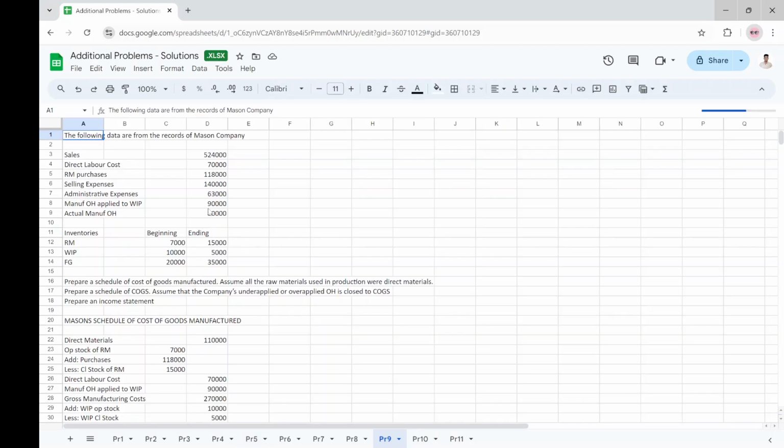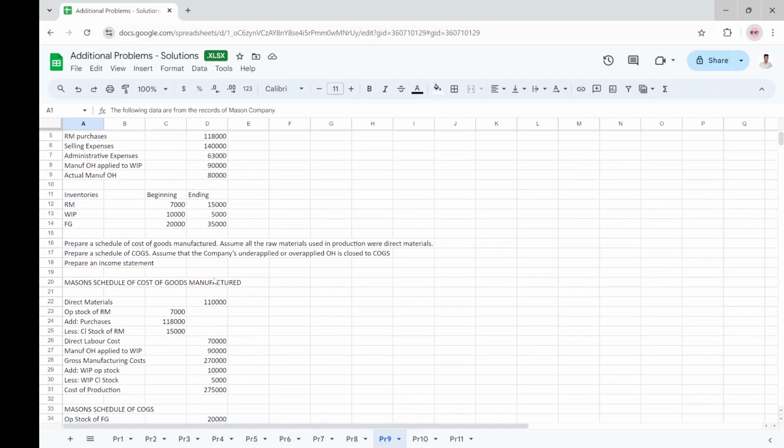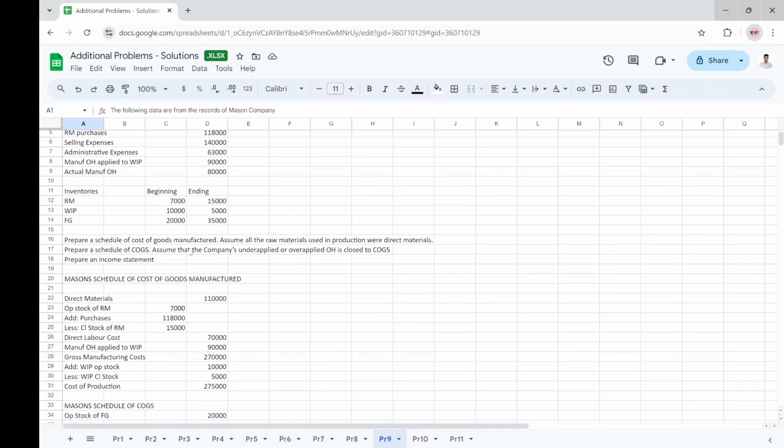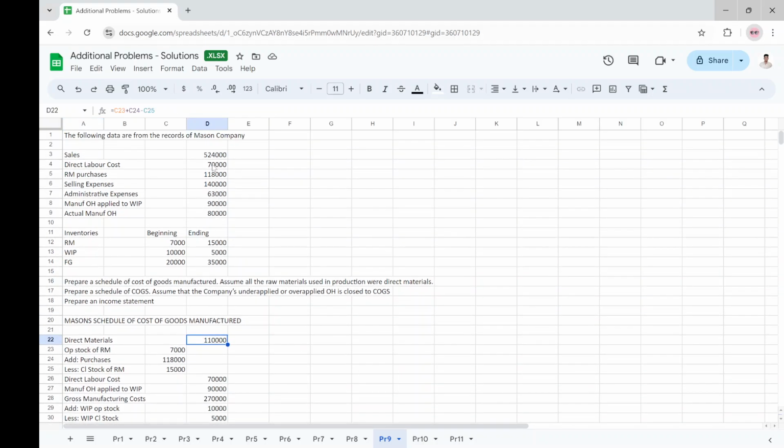And the following data from the records of Mason Company. Prepare a schedule of cost of goods manufactured, assume all the raw materials used in production are direct materials. The direct material is RM purchased plus beginning minus ending. So purchase plus beginning minus ending, this one is direct material. Okay, it is given there.